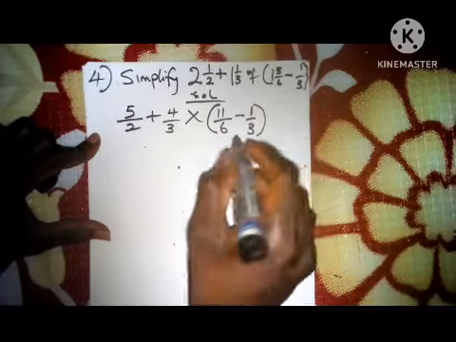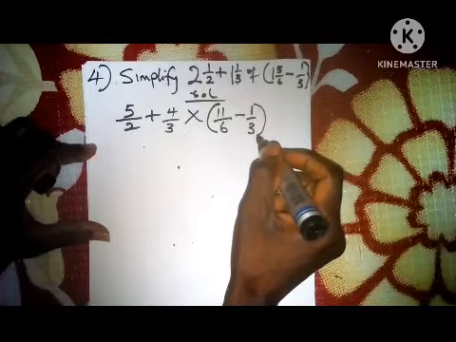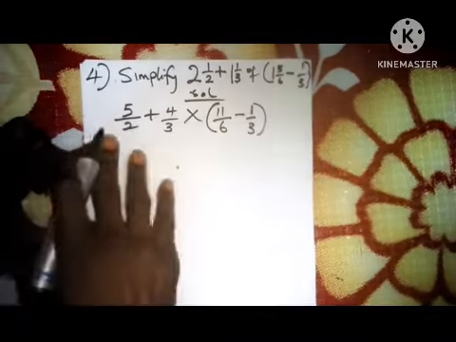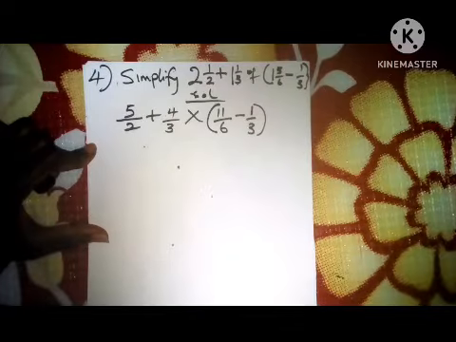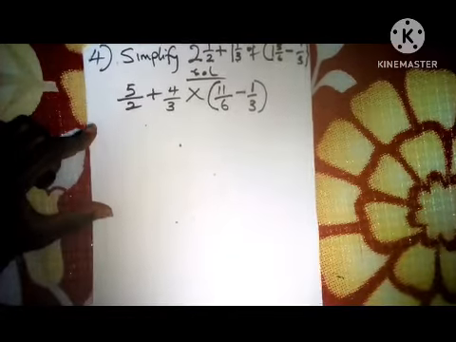So we have succeeded in changing it to what? To improper fractions. Alright, that's the first thing you do. So now we move on.